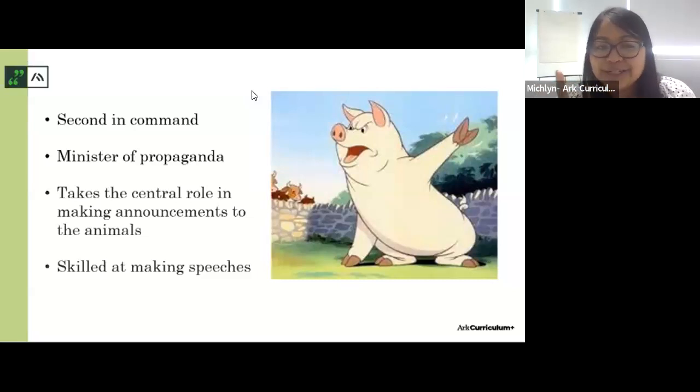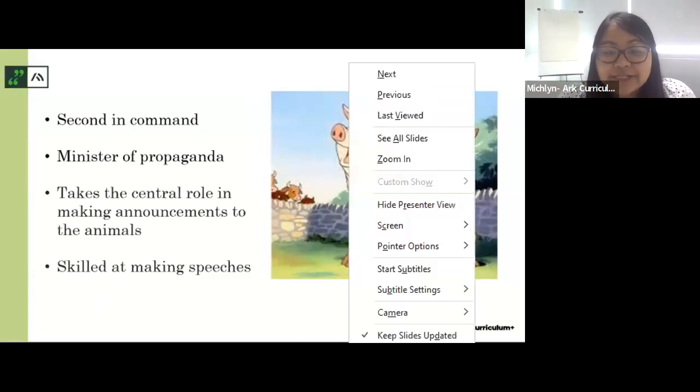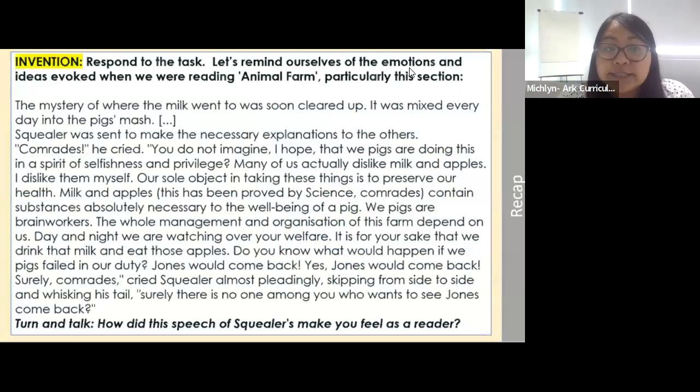I wonder if anyone who knows Animal Farm knows who this pig is. Does anyone know the name of this second in command? We have a winner, Rebecca. Thank you. Yes, Squealer. In Animal Farm, we look at this character in a lot of detail, and one of the tasks in the unit is we look back at one of Squealer's speeches. So in this task, let's remind ourselves of the emotions and ideas that Squealer tries to evoke, especially in this particular speech.